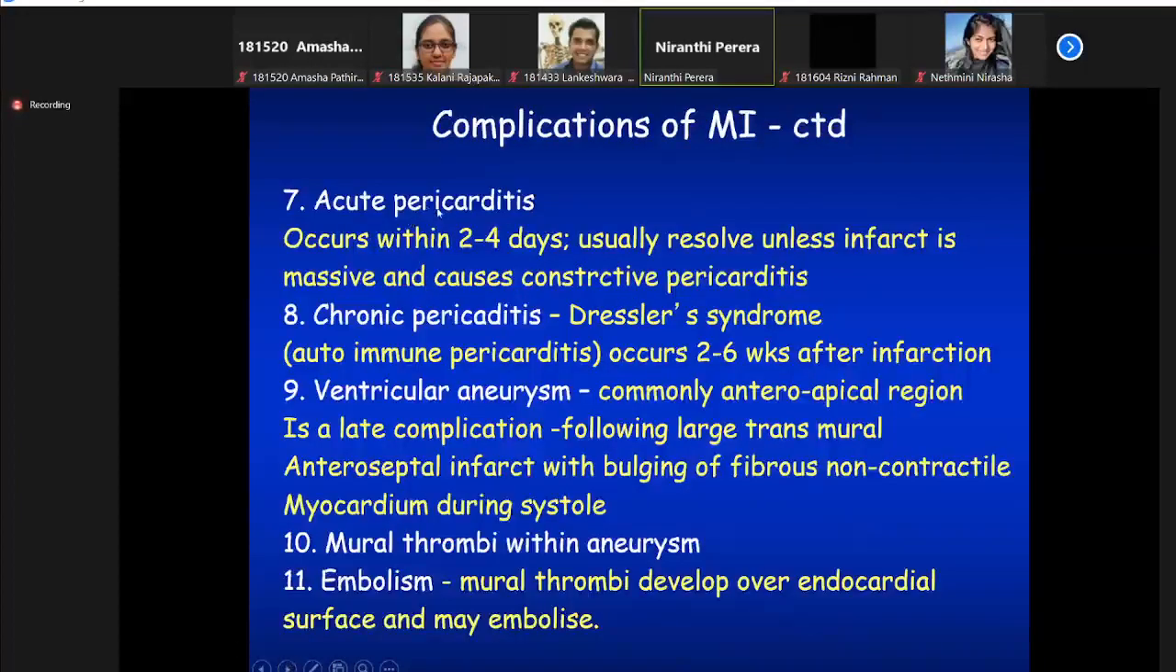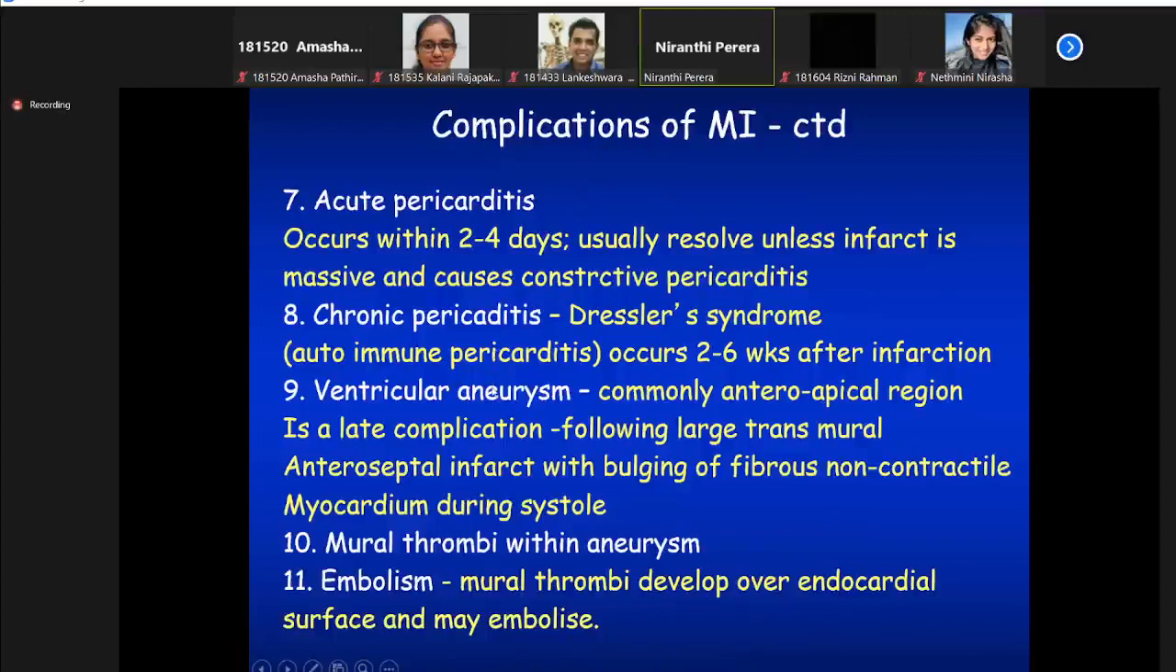Now when you have an infarction in the myocardium, the adjacent pericardium can become inflamed. You can get an acute pericarditis, which occurs within 2 to 4 days in the acute stage, but it usually resolves unless the infarct is massive. You can get a chronic pericarditis, which is really an autoimmune related thing. It's called Dressler syndrome and occurs 2 to 6 weeks after the infarction. Please go and read up about that.